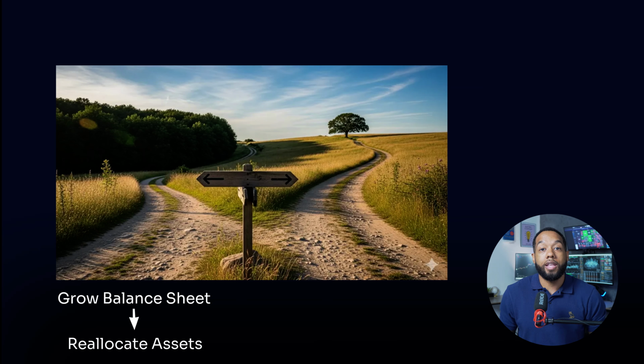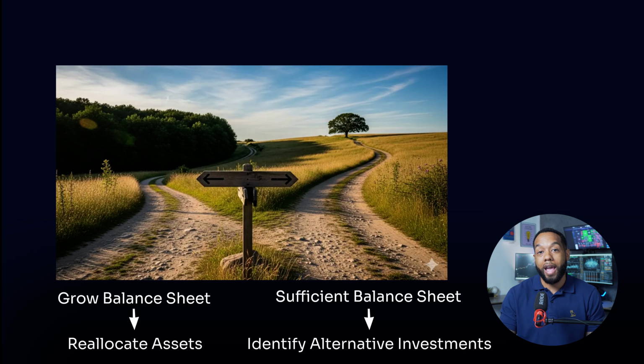The other option is that our balance sheet is large enough to generate our passive income goal safely, and therefore we're at the point where we can start identifying alternative investment assets that have a passive income component and start to reallocate our portfolio. Either way you go, it's a solution that's moving you in the right direction to get you to your passive income goal.